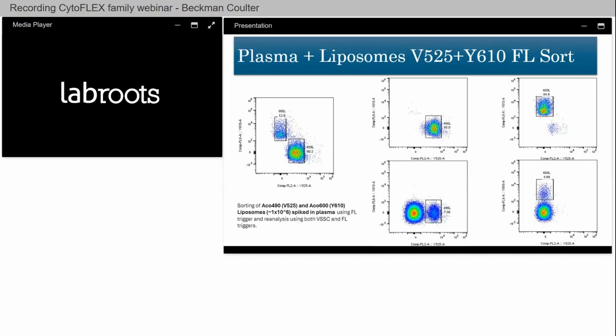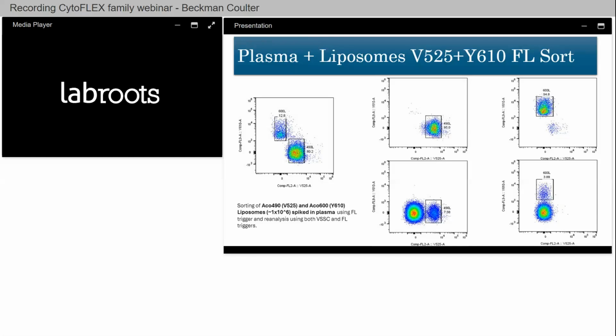So the first thing we're going to do is take some plasma, spike in the liposomes, and then sort them out of the plasma. So as we know, plasma is messy. This is just normal healthy donors, self-proclaimed normal healthy donors, as it's always listed in our papers.